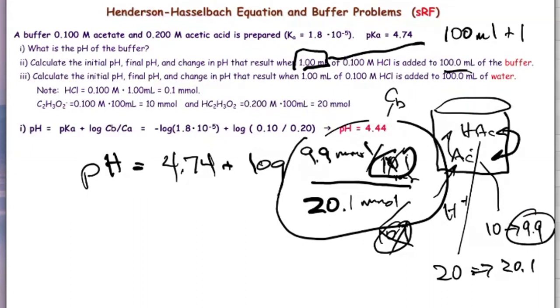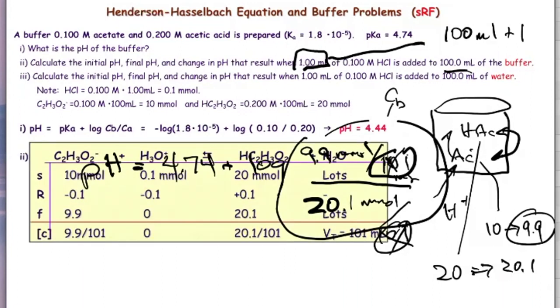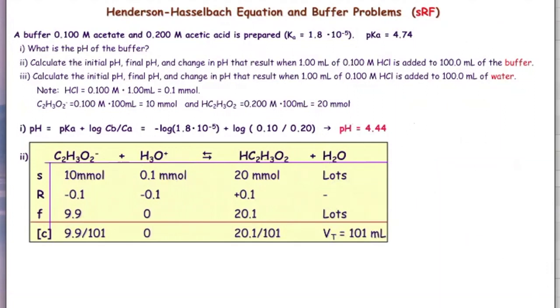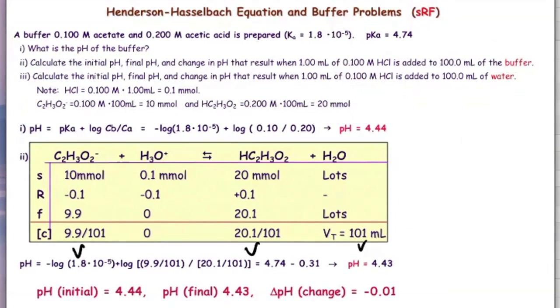What happens is that for this second part right here, if you solve this math, let me just show you that in this next line. Right here, 9.9, 20.1, volume's 101. And we can put this in the Henderson-Hasselbalch equation. And what you see right here is the magical part about buffers.